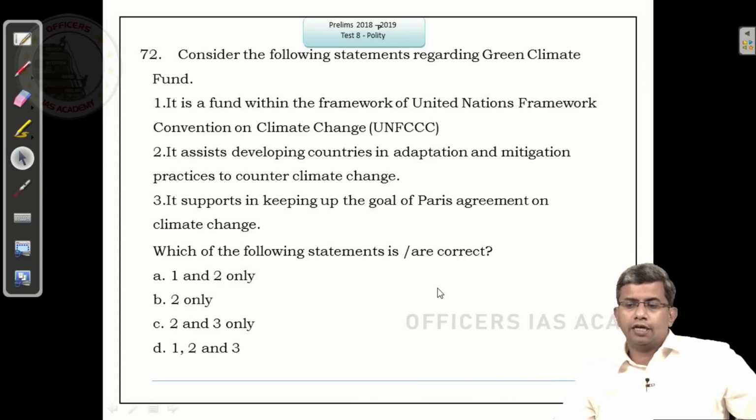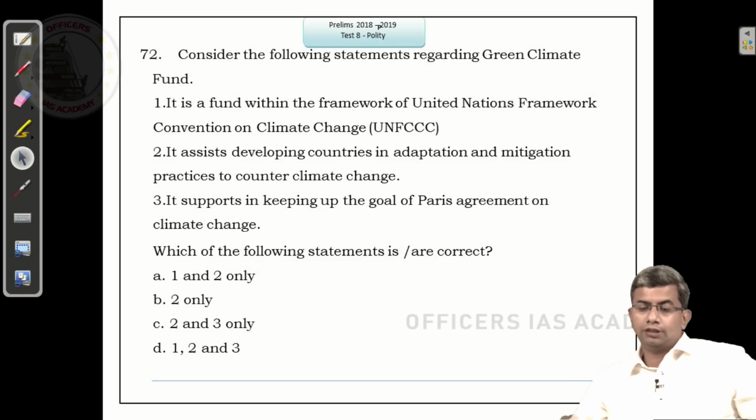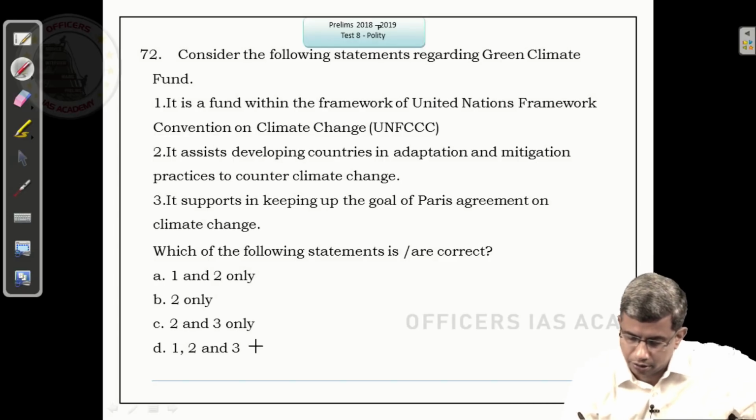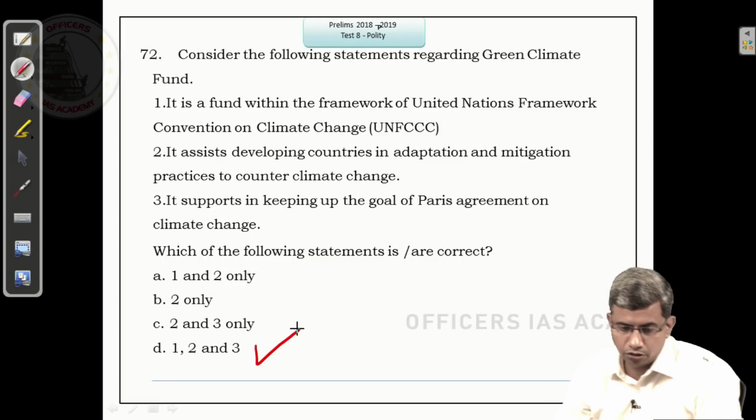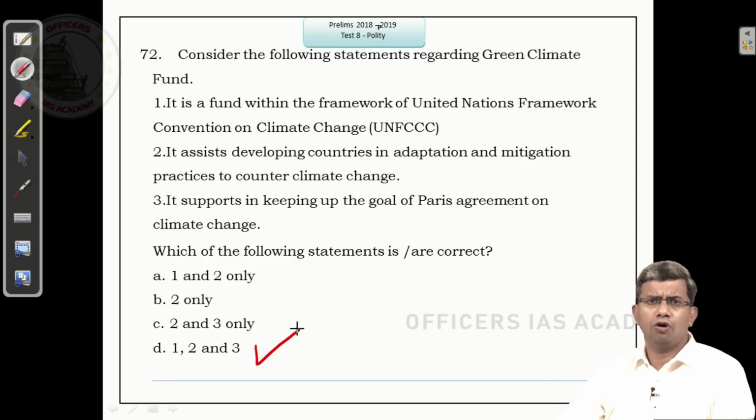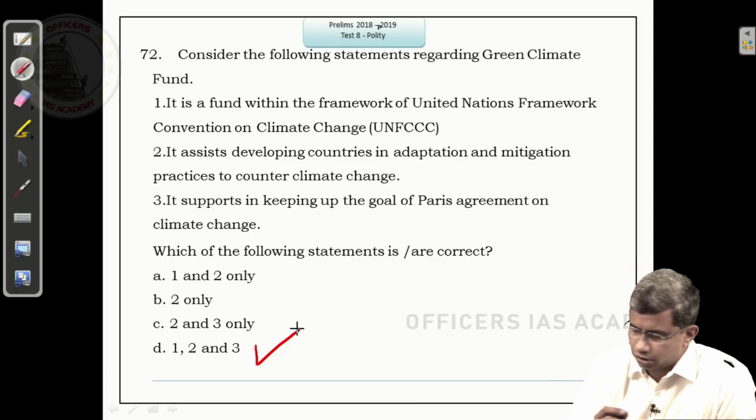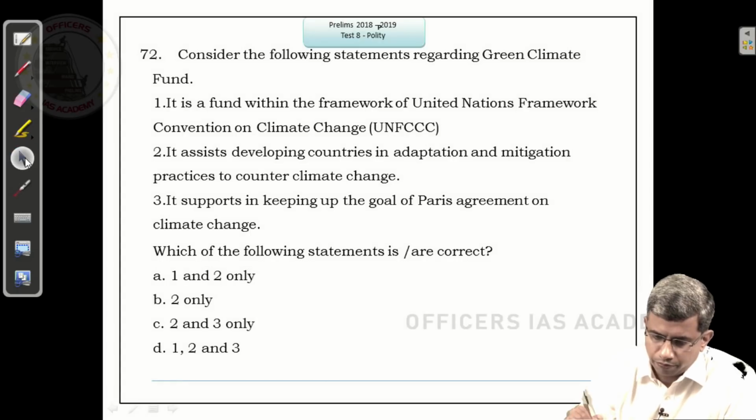Consider the following statements regarding Green Climate Fund. It is a fund within the framework of UNFCCC. It assists developing countries in adaptation and mitigation practices to counter climate change. It supports in keeping up the goal of the Paris Agreement on climate change. Which of the above statements are correct? All three are correct. That is the purpose of the Green Climate Fund. It is a lot in the news because of the US pullout and further negotiations on that, so please be aware of it. The correct answer for this is 1, 2 and 3.